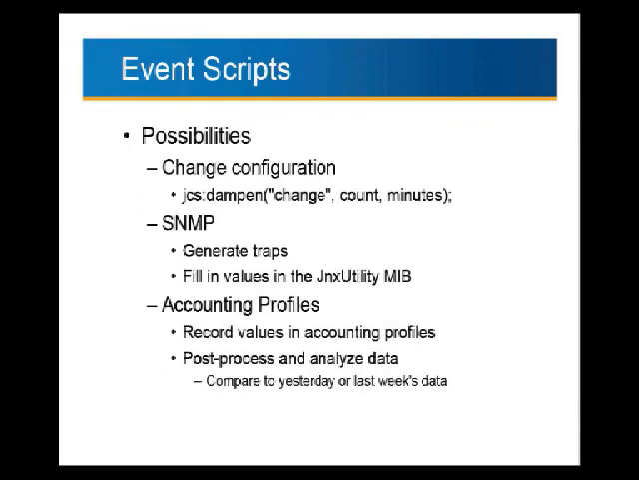There's also a mechanism of dampening changes. So if you have a script that you want to run a particular number of times, or that you want to restrict so it doesn't run too often. You have an event policy to reset a PIC, but you don't want it to occur too often. You can use the JCS dampen function to guarantee that. There are also hooks to allow you to set MIB variables and generate traps.